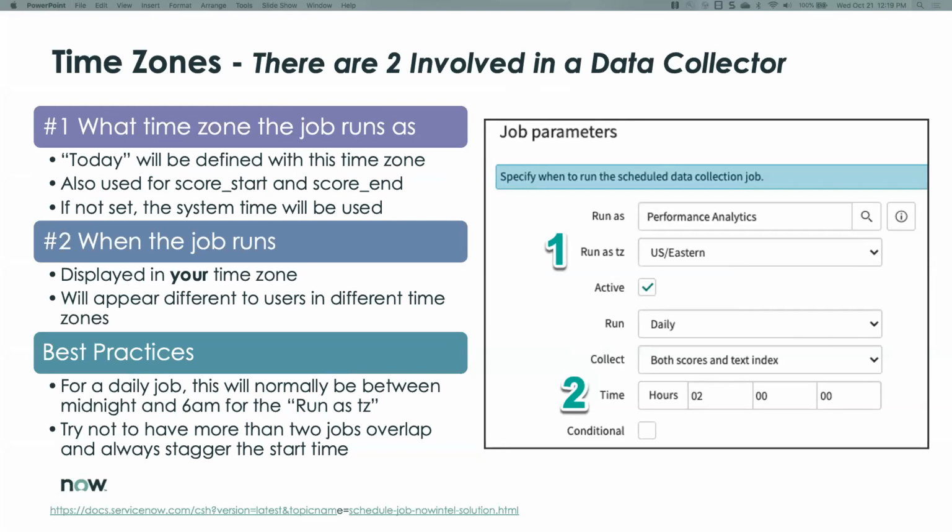We talked about this a little bit earlier, but just remember, if you're in a different time zone than the data that you're trying to gather, make sure that you schedule it in enough time that the prior day will be over for you, to make sure you get everything. So a couple of quick best practices here. For daily jobs, this will normally be between midnight and 6, as we said, for the run as. Try not to have more than 2 jobs overlap and always stagger the start times. We'll talk about this a little bit more in this next slide here.